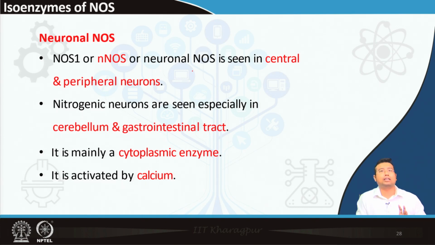The first isoenzyme, NOS1 or the neuronal variant, is also known as nNOS. It is seen in central and peripheral neurons. Since it is present in neurons or nerves, it acts on the nervous system, in the cerebellum as well as in neurons of the gastrointestinal tract, nitrergic neurons. It is a cytoplasmic enzyme and it is activated by calcium. All of these facts are multiple choice questions.